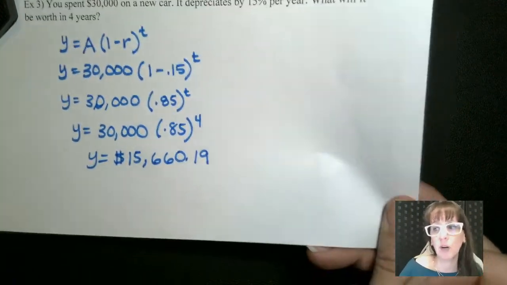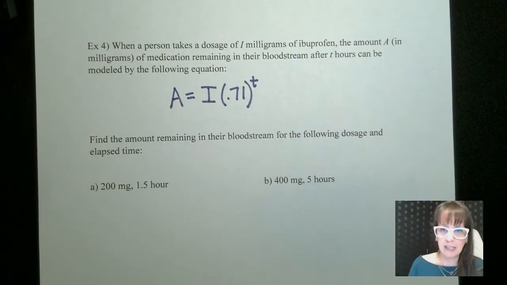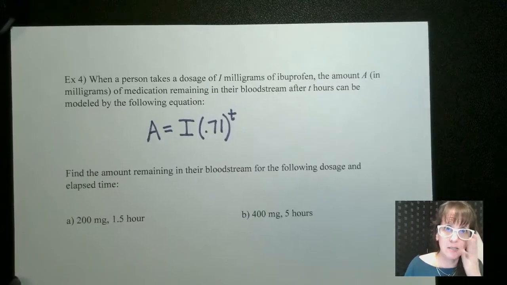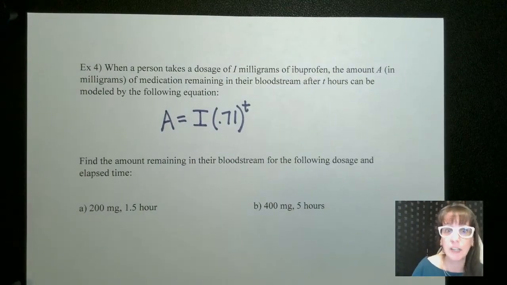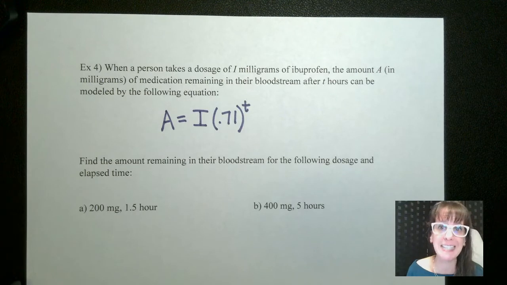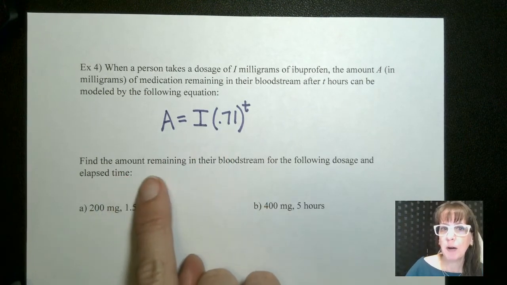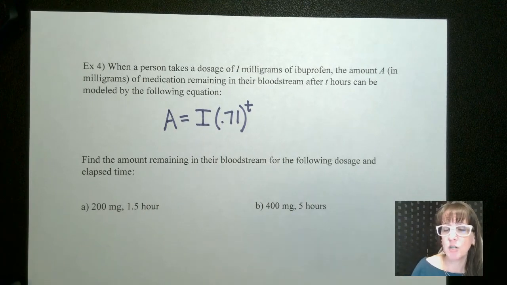However, I have one other problem that is sort of a challenge problem. If you would like, you can stick around and watch this one, but I've given you the gist of this lesson. So here we go. When a person takes a dosage of I milligrams of ibuprofen, the amount A in milligrams of medication remaining in their bloodstream after t hours can be modeled by this equation here. Find the amount remaining in their bloodstream for the following dosage and elapsed time.